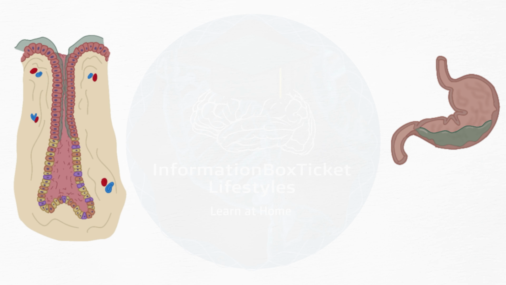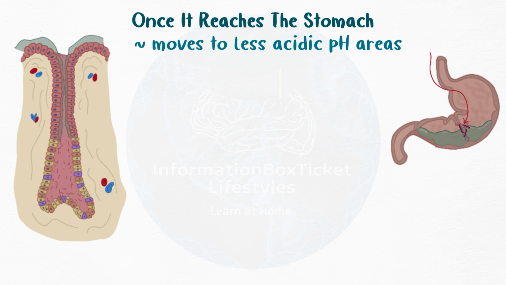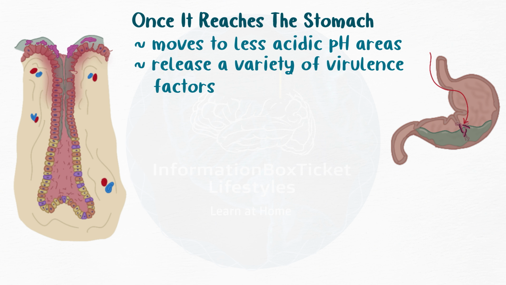Regardless of how it enters the body, once H. pylori reaches the stomach, it utilizes its flagella to move toward the stomach lining. It usually moves to less acidic pH areas, such as the antrum, which contains fewer parietal cells. After adhering to the surface of foveolar cells with the aid of adhesin proteins, it is able to release a variety of virulence factors that aid in its growth and survival, as well as harm to the mucosa.